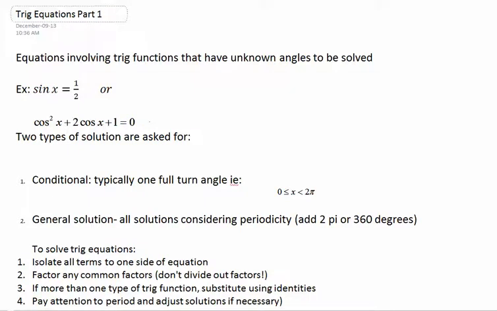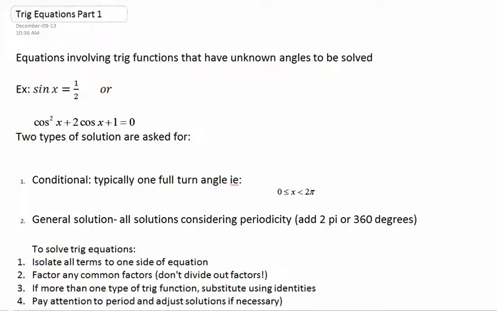There are two types of solutions that get asked for. One is a conditional solution, which is typically for one full turn angle, such as 0 to 2 pi radians. That's the most common, but you may be asked for a general solution, which represents all solutions and considers periodicity by adding 2 pi or 360 degrees in multiples.